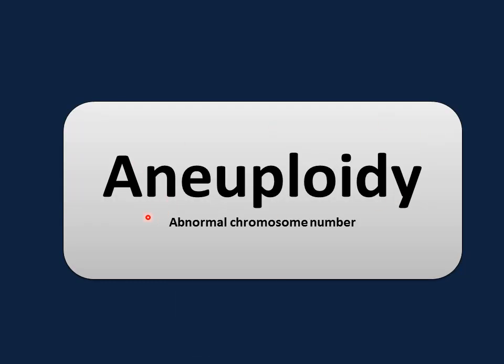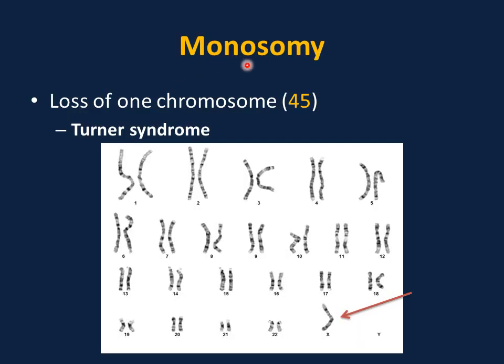Let's start with the abnormal chromosome number, or aneuploidy. The first example of aneuploidy is monosomy. Monosomy means the loss of one chromosome, so 45 instead of 46. This is Turner syndrome. As you see here, just one X instead of 2.